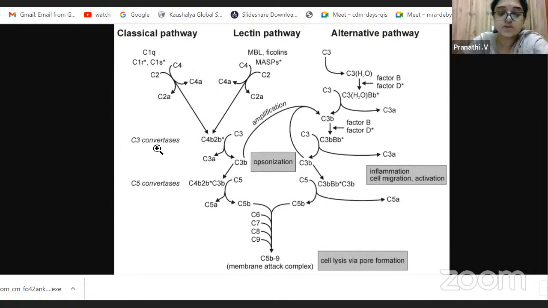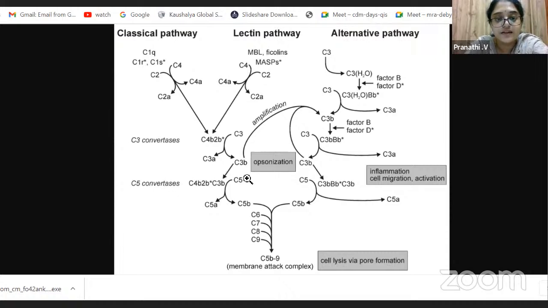Now, C3b can also bind to the C3 convertase, the enzyme produced by the classical and the lectin pathways. They form another multi-subunit enzyme, which is C5 convertase. So C3b can bind to C3 convertase to form C5 convertase, another multi-subunit enzyme. This cleaves C5 and releases a highly inflammatory peptide, which is C5a.